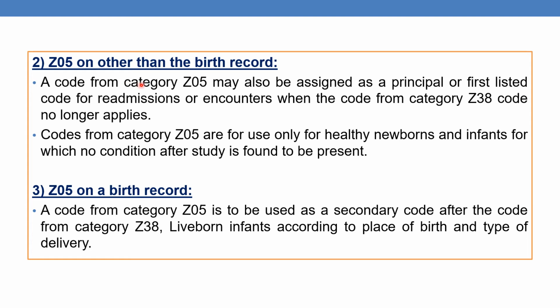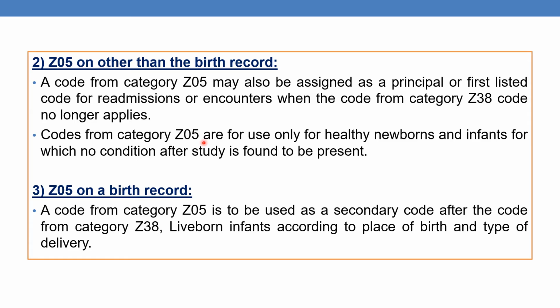Second case, Z05 on other than birth record. A code from category Z05 may be assigned as PDX or first listed code for readmissions or encounters when the code from category Z38 no longer applies. Whenever a Z38 code is not coded, then you can use Z05 codes as PDX. And codes from the category Z05 are for use only on healthy newborns and infants for which no condition after study is found to be present.